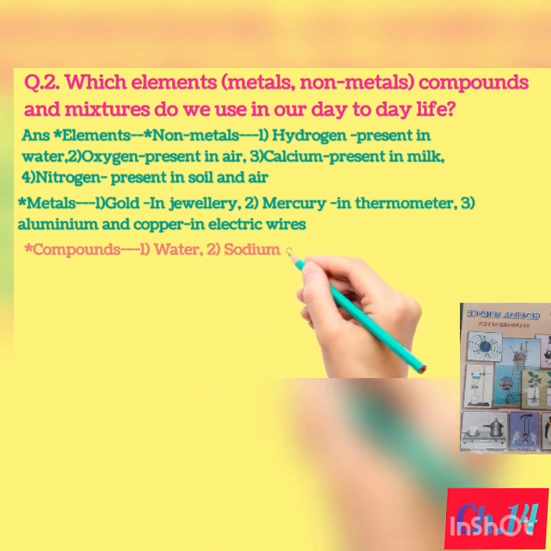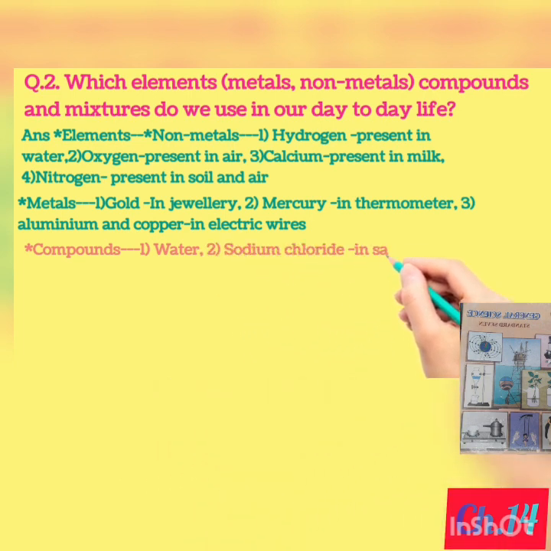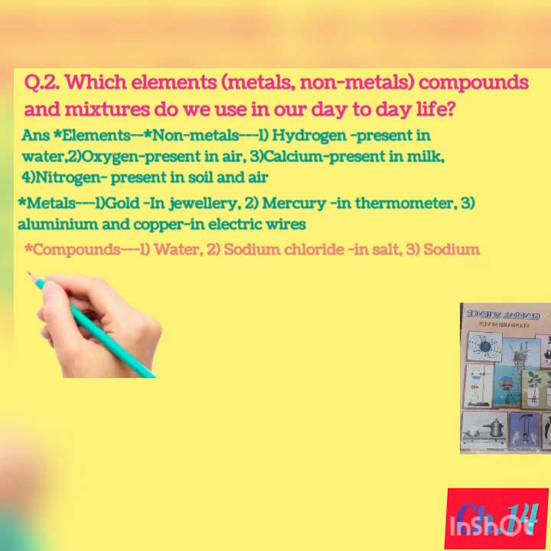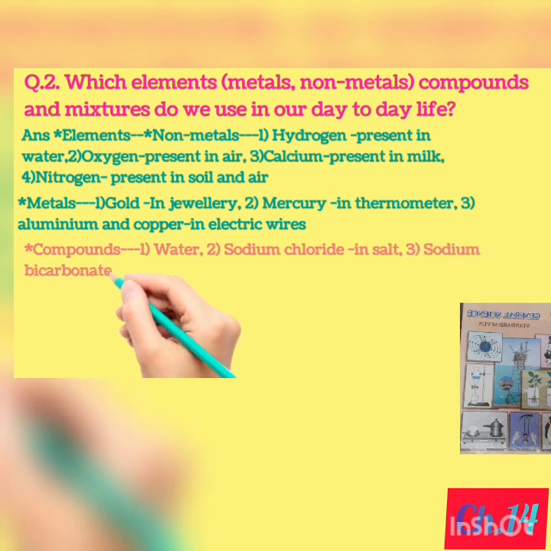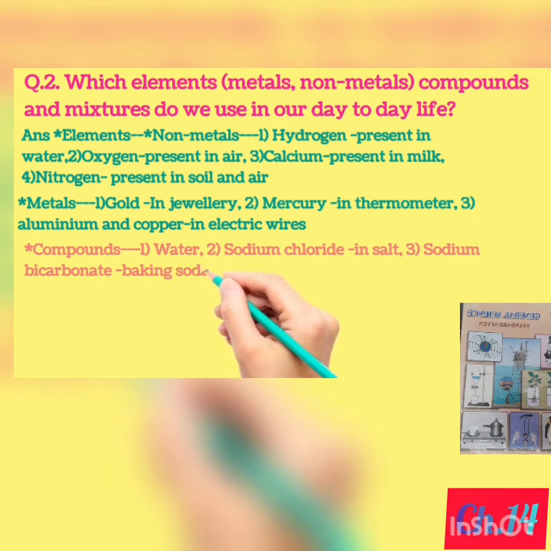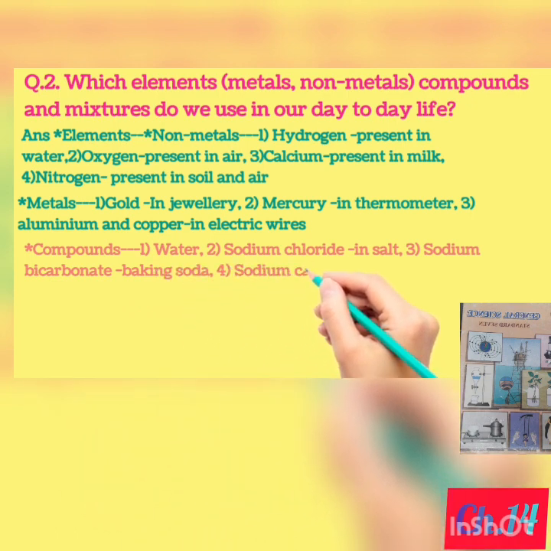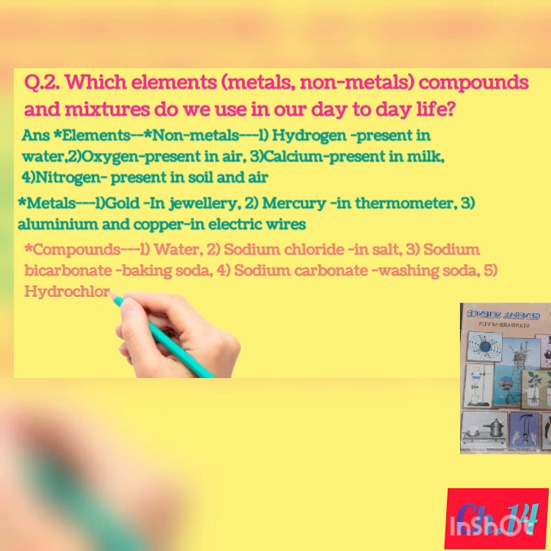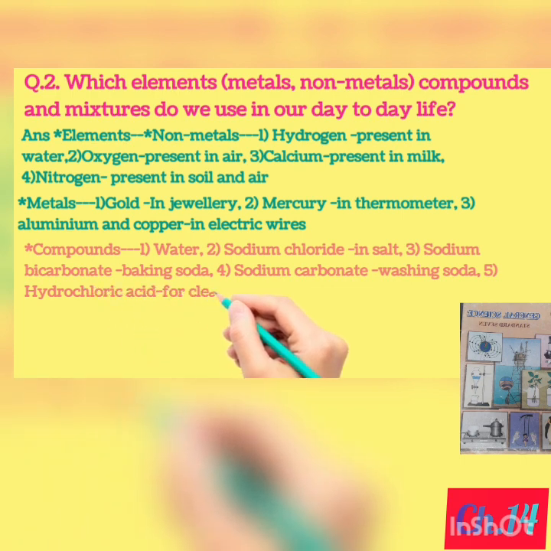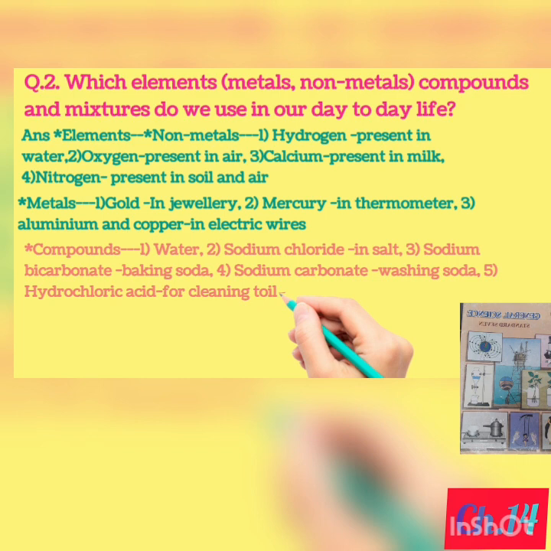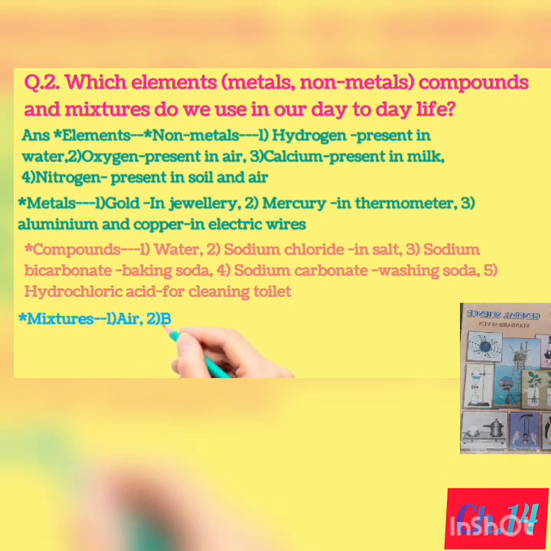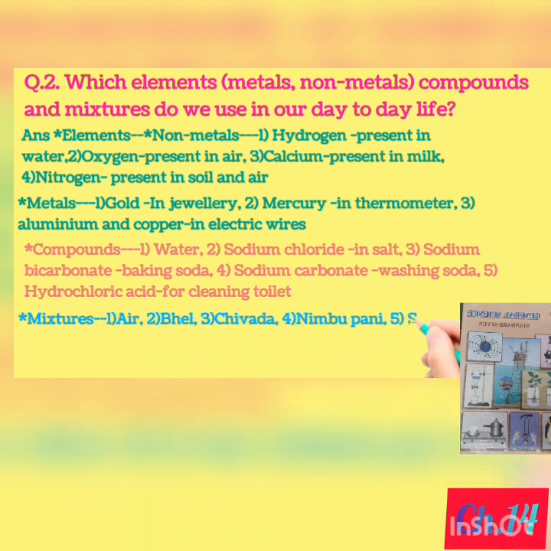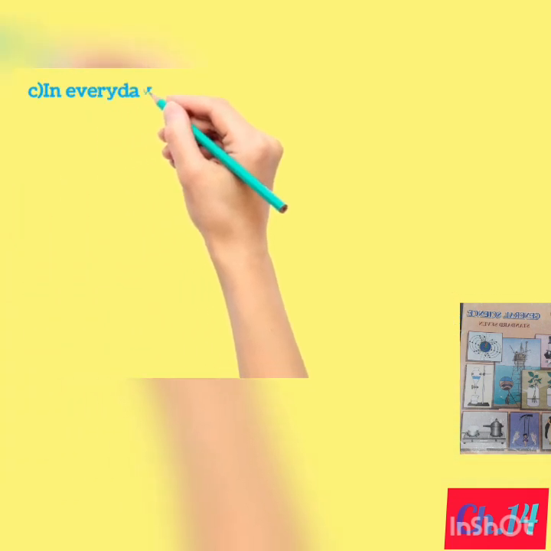Now compounds, those that are useful in our day-to-day life are water, sodium chloride, it is salt, sodium bicarbonate, it is baking soda that is used in kitchen, sodium carbonate, it is used for washing clothes, that is washing soda, hydrochloric acid, it is used for cleaning toilets and other things. Mixtures are air, bhel, chiuda, nimbu pani, shev bhaji, pulao, all juices, etc.